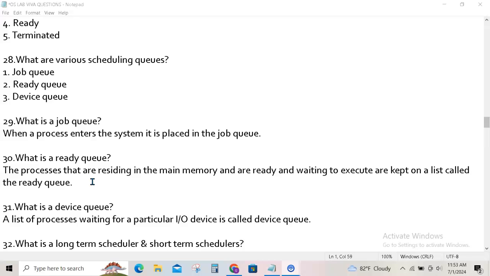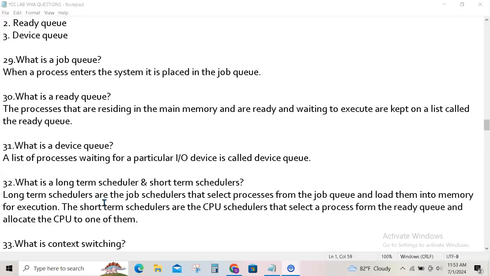Next, what is a job queue? Whenever a process enters a system, it is first placed into the job queue. Ready queue: processes that reside in main memory and are ready and waiting to be allocated to the CPU are called the ready queue. What is a device queue? The device queue includes a list of all processes that are waiting to be allocated a particular input-output device.